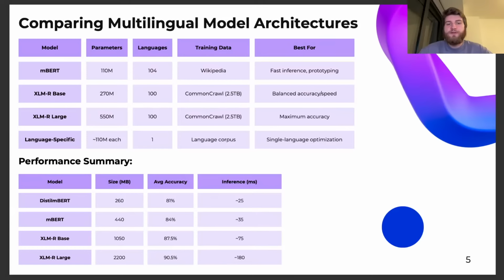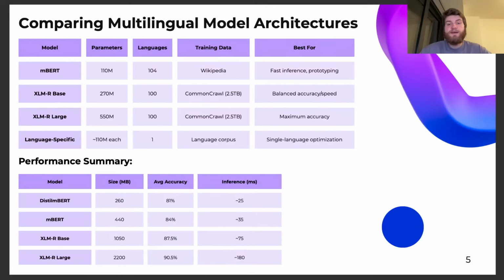Then XLM Roberta. It comes in two sizes. The base model has 270 million parameters, and the large one 550 million. It was released in 2019 and trained on 2.5 terabytes of common crawl data across 100 languages. Key characteristics: significantly better cross-lingual transfer than mBERT, better handling of low-resource languages due to more diverse training data, and state-of-the-art performance on most multilingual benchmarks.